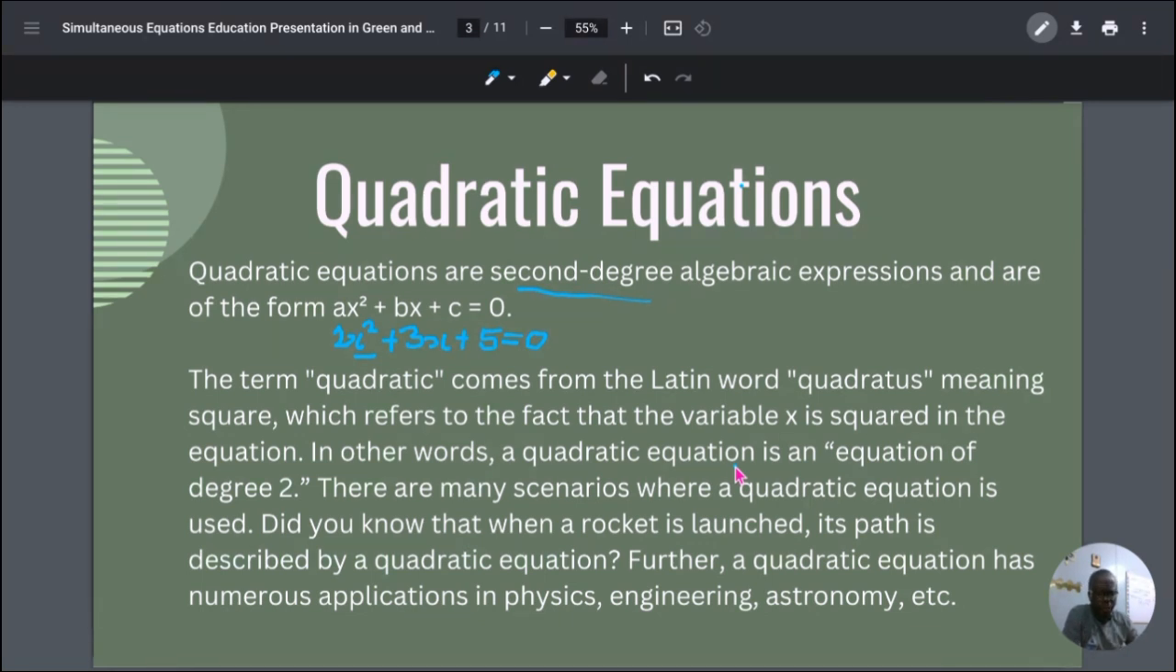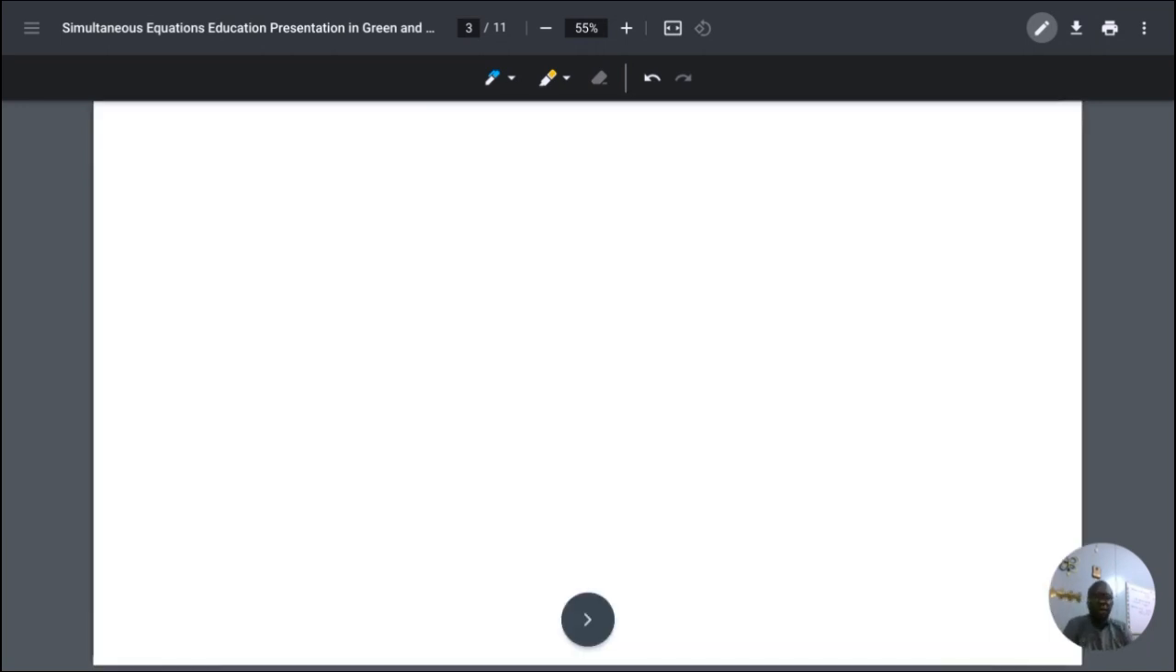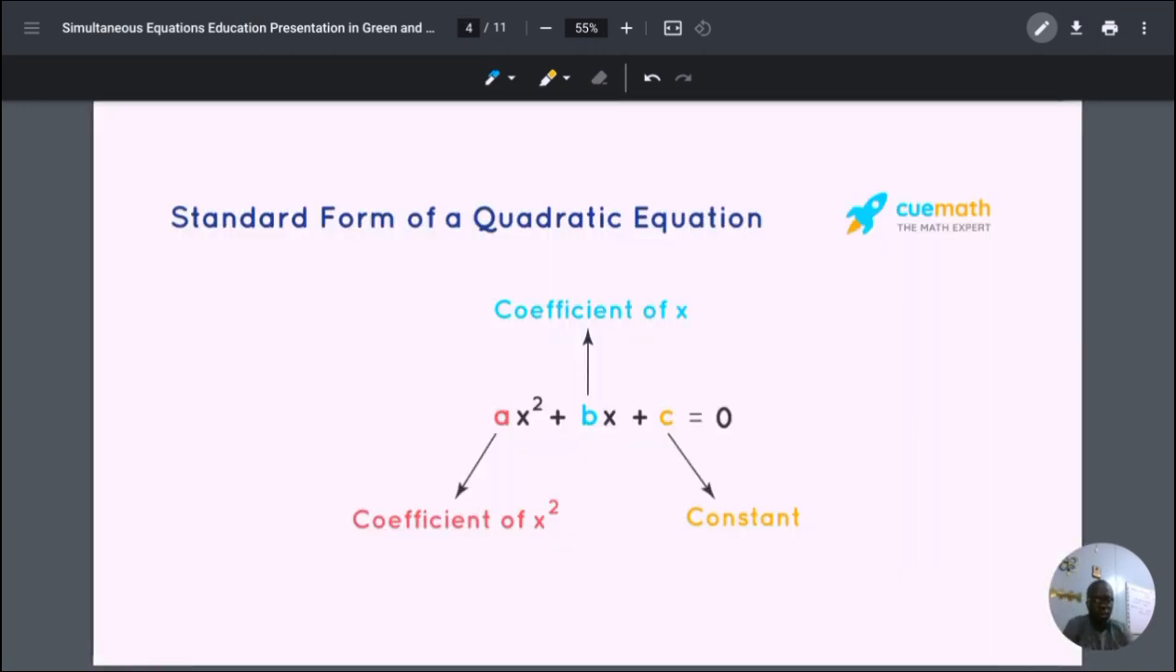There are many scenarios where a quadratic equation is used. Did you know that when a rocket is launched, its path is described by a quadratic equation? Further, a quadratic equation has numerous applications in physics, in engineering, and also in astronomy. So quickly, let's see what a quadratic equation is all about.